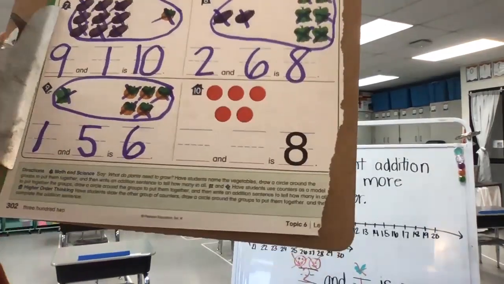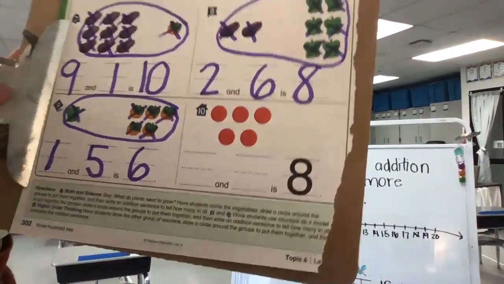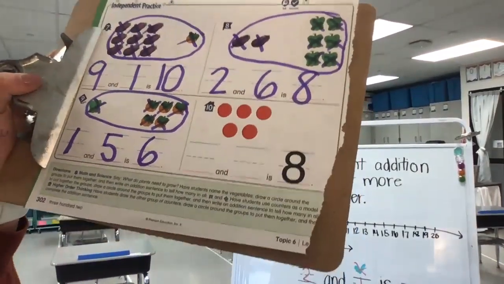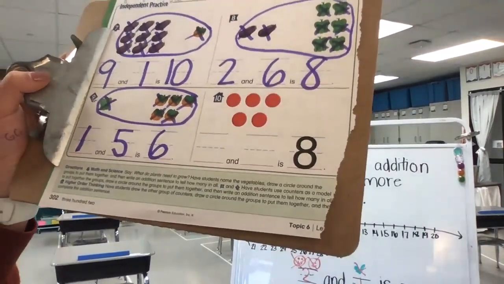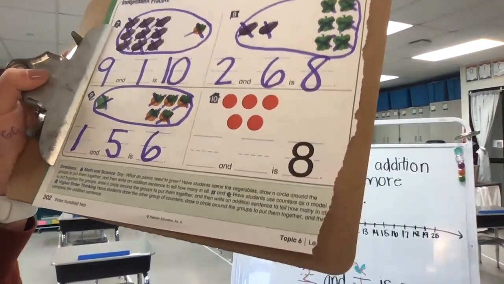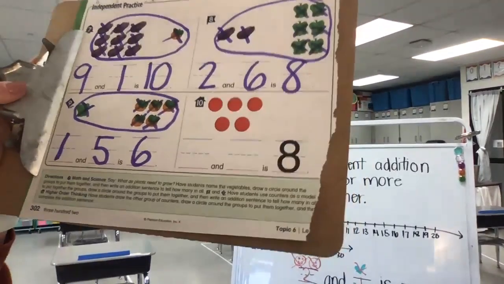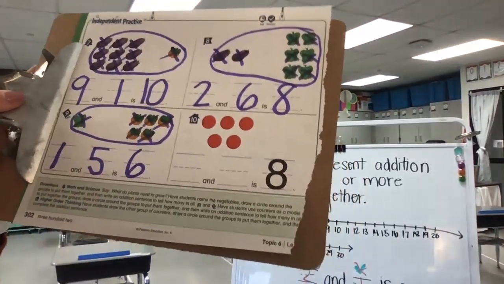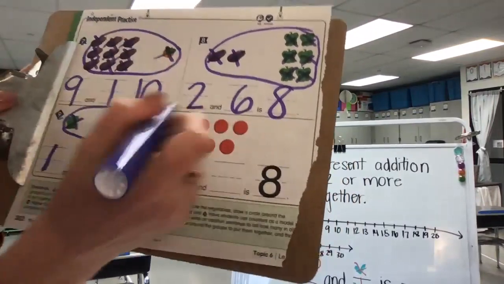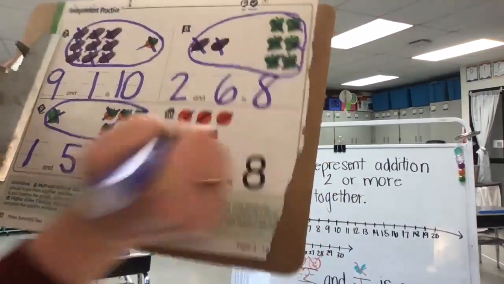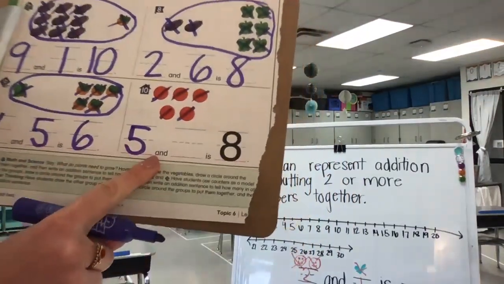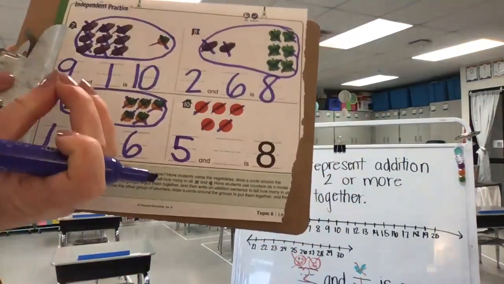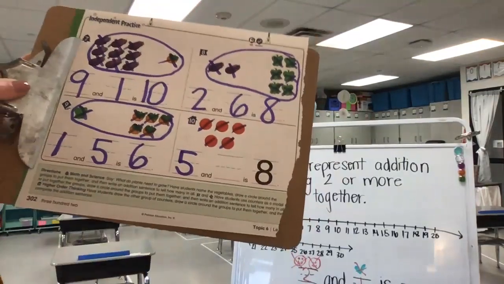So everybody look at number 10. We don't have any more vegetables, but we have some red counters. So our challenger tells us that we're going to draw another group of counters, and then we're going to show our work by putting them together. So let's first count how many counters are in our first group. We have 1, 2, 3, 4, 5 red counters. So let's write a 5 on the first line. Then we have our word and, which means we're putting them together, but I am missing a group.